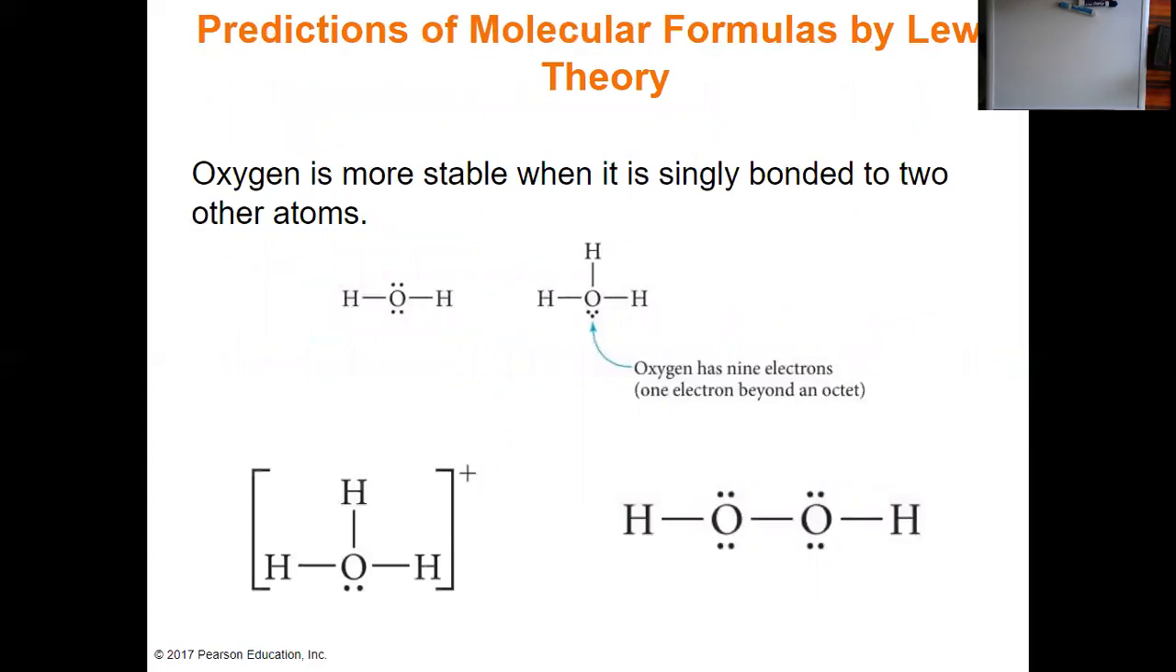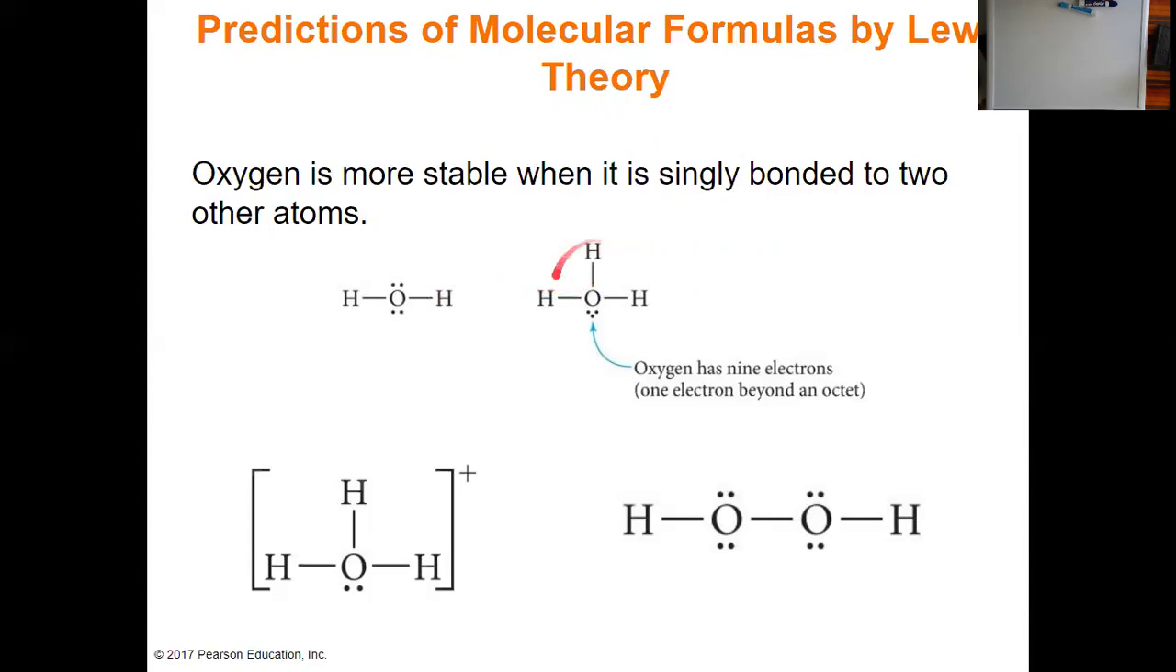Okay, here's an example of oxygen bonding in different ways. We have a stable oxygen over here in this H2O molecule, which we did previously look at. It has 2, 4, 6, 8 electrons around it. It has 2 bonds and it has 2 lone pairs. Okay, H2O is a stable compound.